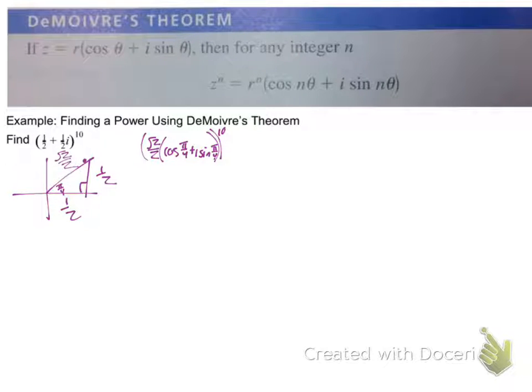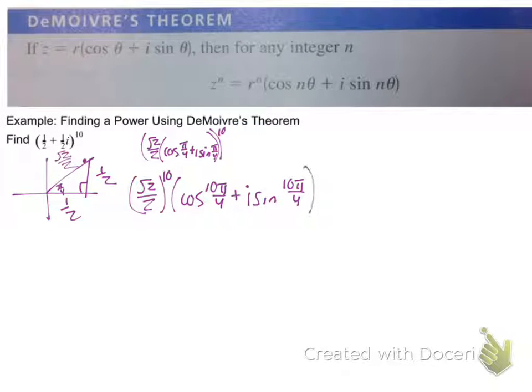You guys notice that there are two things multiplied with an exponent. So the 10 gets to go to the square root of 2 over 2, and it goes to the cosine sine stuff. But we have a rule for this. All I'm going to do is multiply the angle by 10. So we end up with square root of 2 over 2 to the 10th power times cosine 10 pi over 4 plus i sine 10 pi over 4. Can you guys agree with that? It's really 10 over 1, so when I multiply 10 over 1 times pi over 4, the 10 gets to go to the top. So that's why I get that.